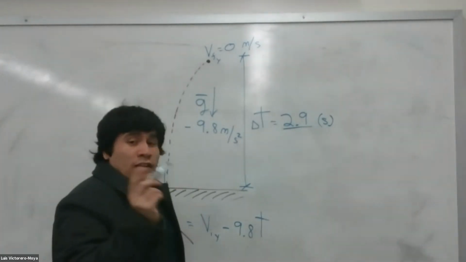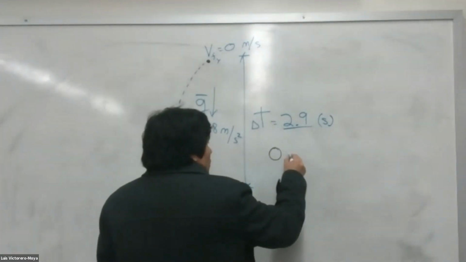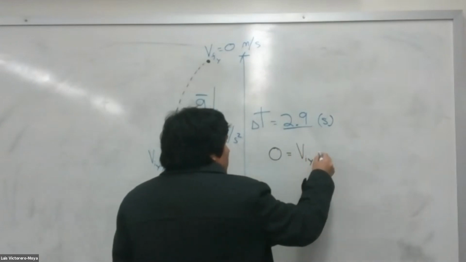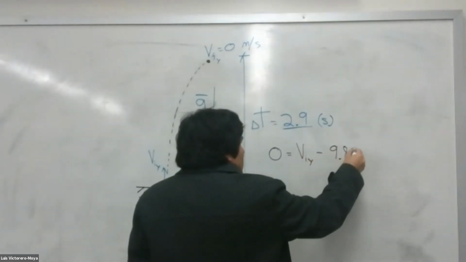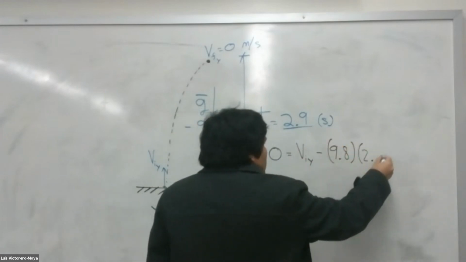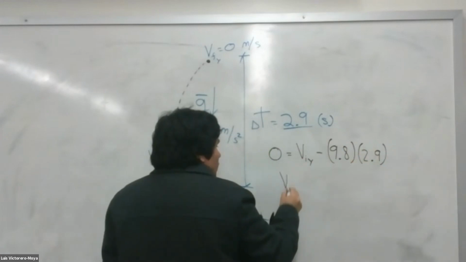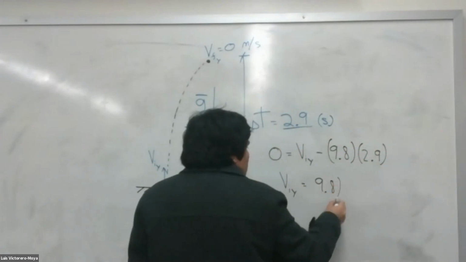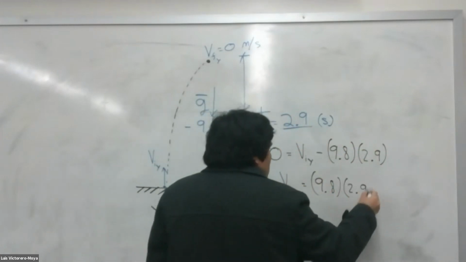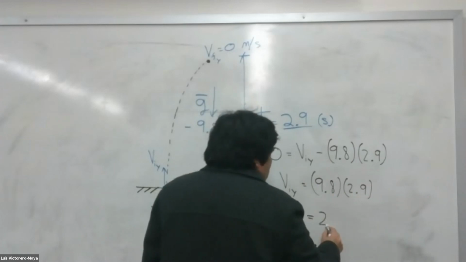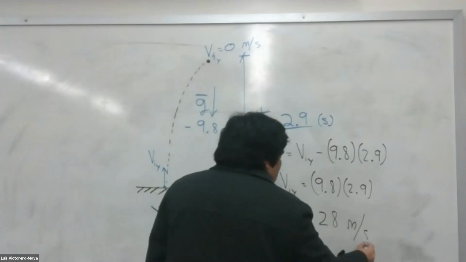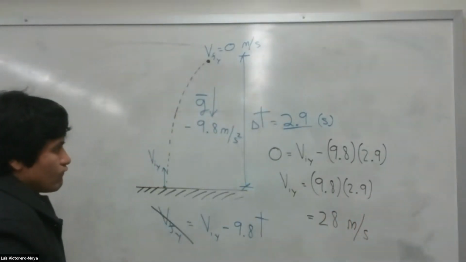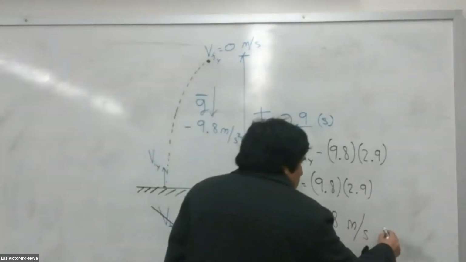So they ask you for the initial velocity, right? So 0 equals the initial velocity on y minus 9.8 times 2.9. So the initial velocity going upwards is 9.8 times 2.9. That will be approximately 28 meters per second. So that's awesome, right? In fact, it should be J.